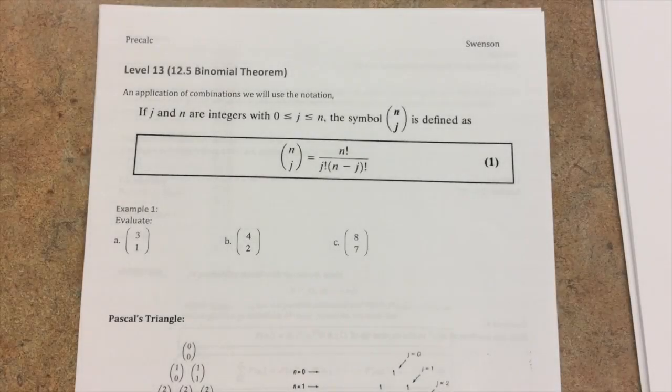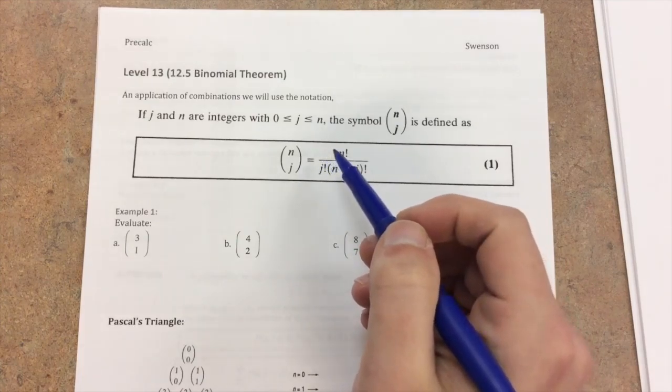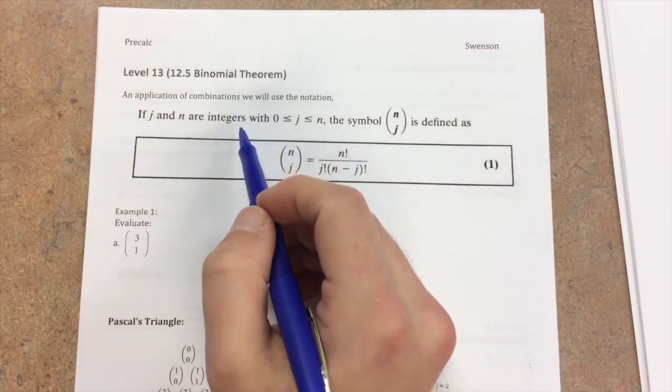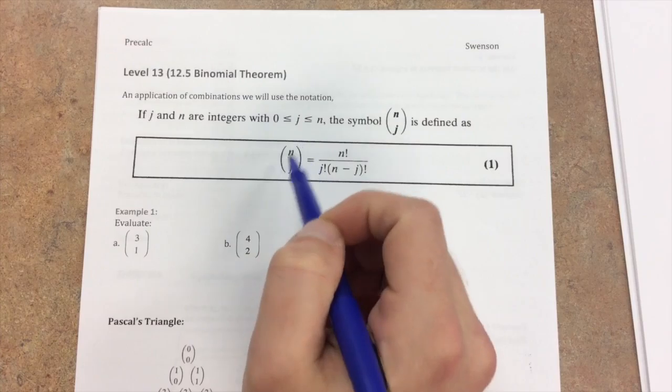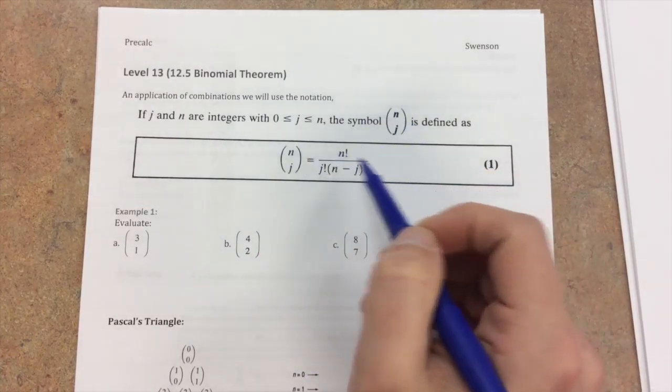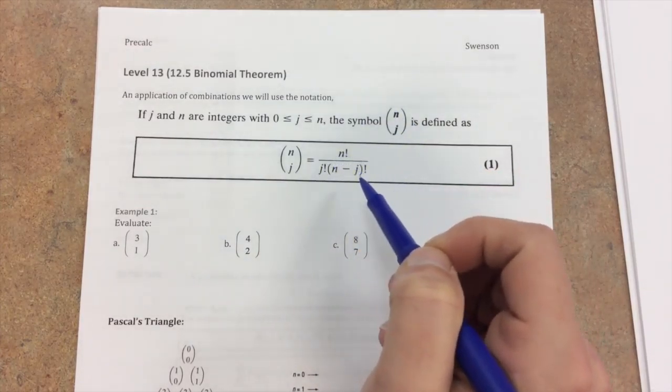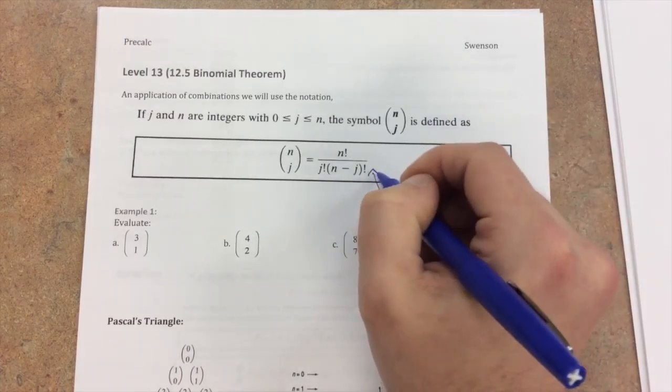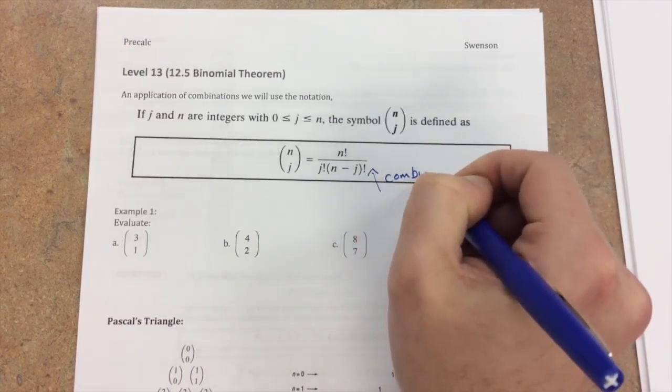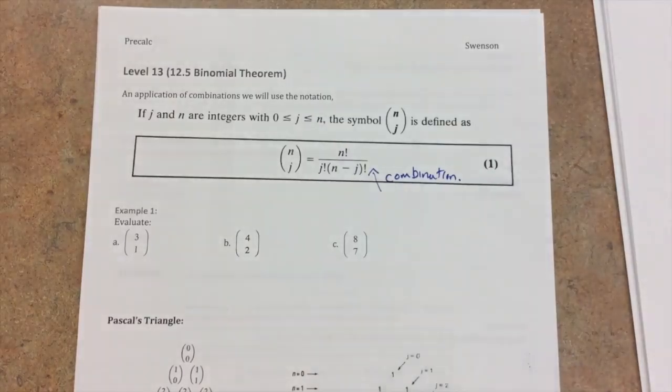So for a brief second, we're going to move back to 12.5, and you might be asking yourself, Mr. Swenson, why are we doing 12.5? We are just talking about level 13 and probability and permutations combinations. Well, as you shall see in this section, 12.5 is kind of silly because they say, hey, we're going to talk about this notation, n over j, and it's n factorial over j factorial times n minus j factorial. And if this doesn't look like a combination, it should, because it is.